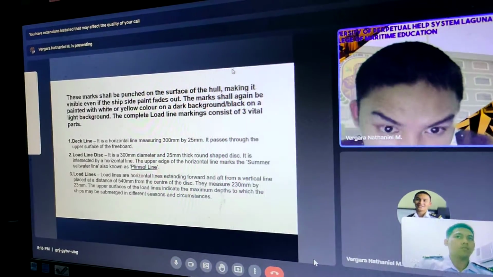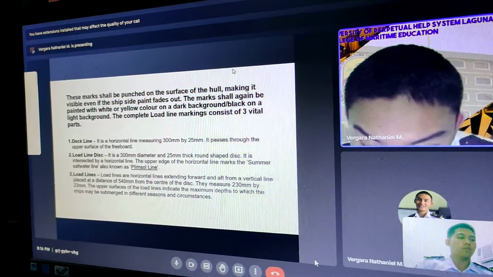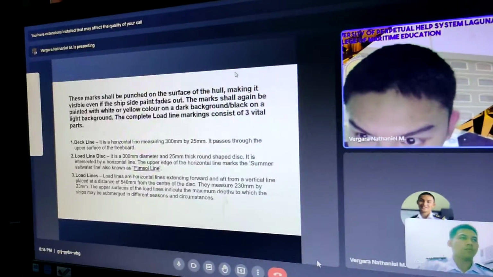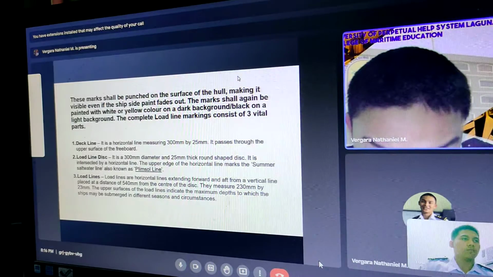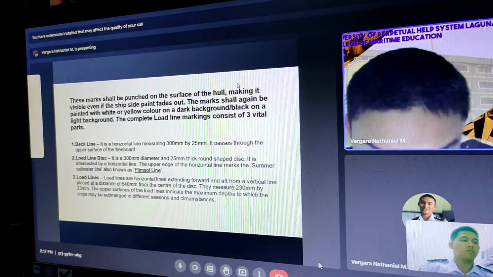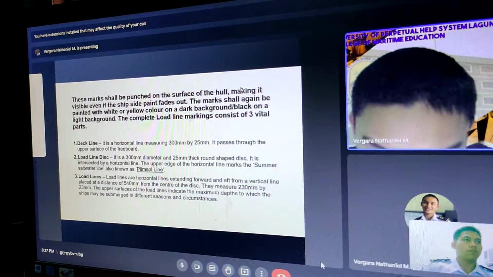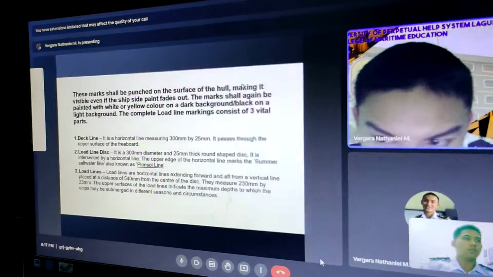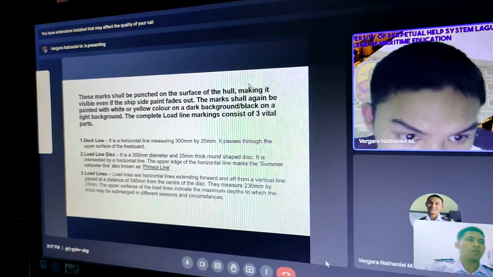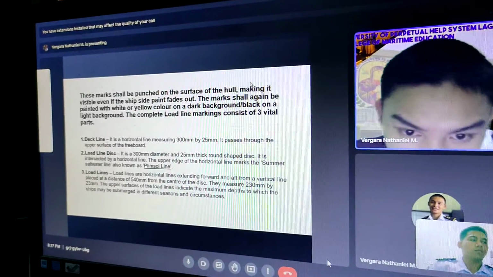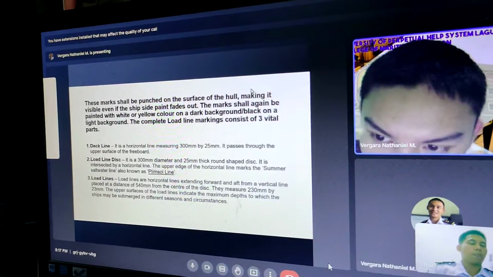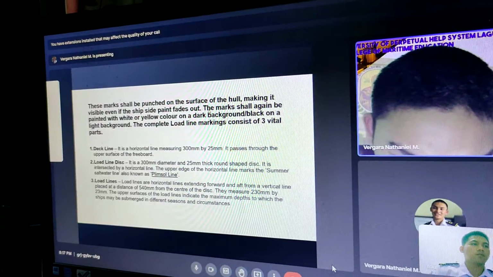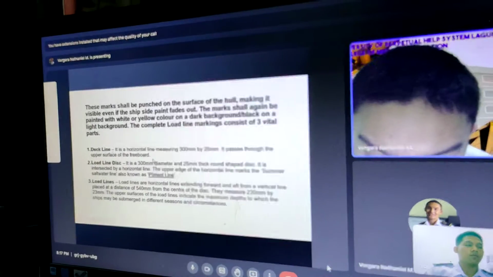Deck line. It is a horizontal line measuring 300 mm by 25 mm. It passes through the upper surface of the freeboard deck. Load line disc. It is a round shape 300 mm in diameter and 25 mm thick. It is intersected by a horizontal line. The upper edge of the horizontal line marks the summer saltwater line, also known as the Plimsoll line.